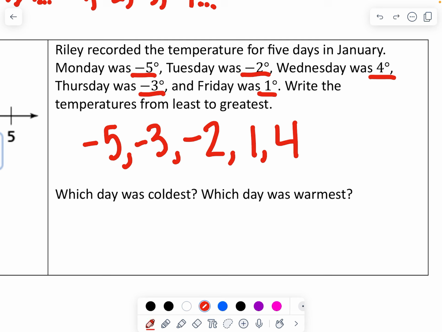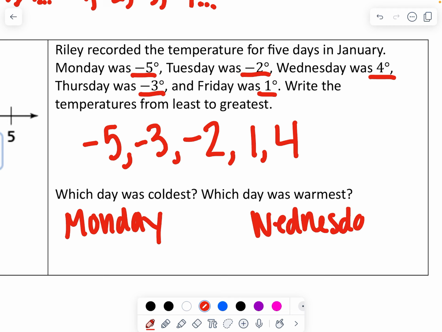So now it's asking which day was the coldest. Well, the coldest would be the -5 degrees. So Monday was the coldest. And then the warmest would be the 4-degree day, which was Wednesday. So those would be our answers for those.